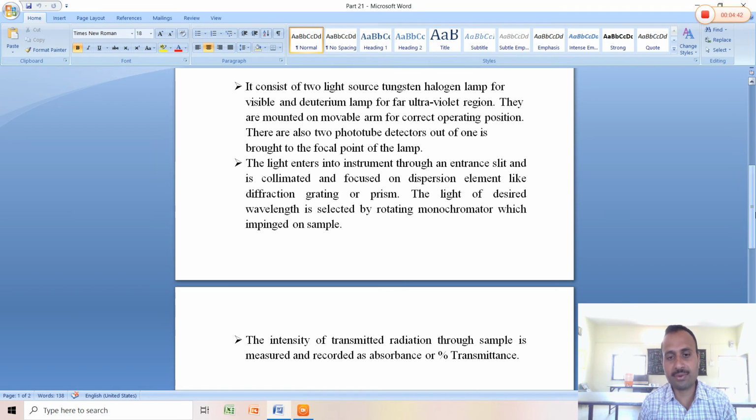Whatever the intensity of transmitted radiation through the sample is, it is measured and recorded as absorbance or percentage transmittance. So we will get the output in terms of absorbance or percentage transmittance through the photocell detector.